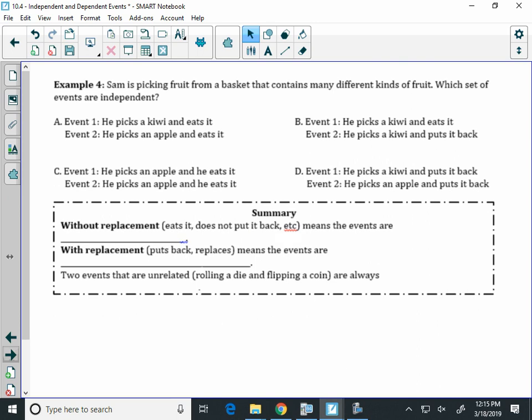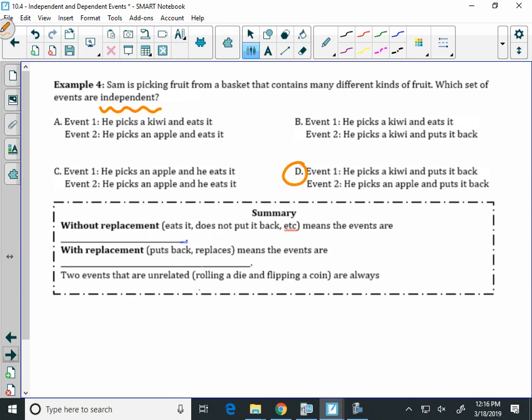Last example here on the front says Sam is picking fruit from a basket that contains many different kinds of fruit. Which sets are independent? A, B, C, or D? If you read through, which set of events do you think are independent based off what's happening? Okay. D. You are correct, that D consists of independent events. What's happening in all the other ones?